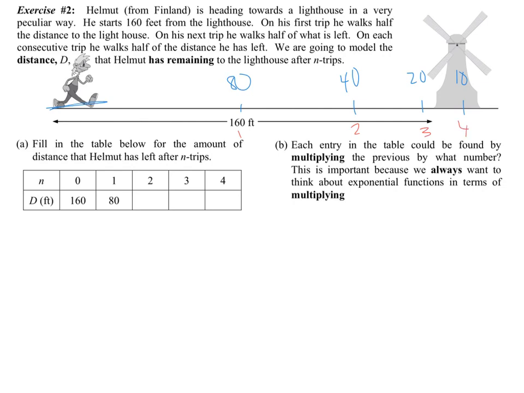We're going to model the distance d that Helmut has remaining in the lighthouse after n trips. So what you're really doing is you're dividing by 2 each time. So first trip, he walks 80. Second trip, 40. Third trip, 20. Fourth trip, 10. So we're really multiplying by 1/2 or dividing by 2 each time.